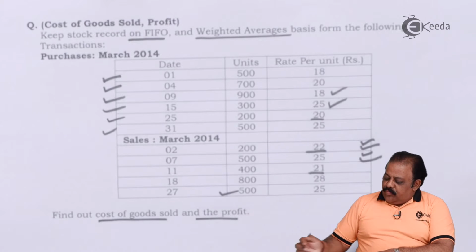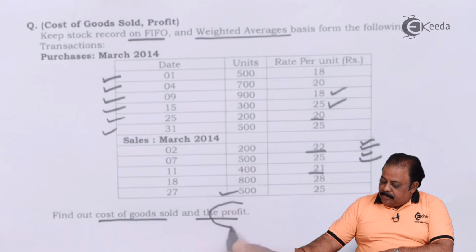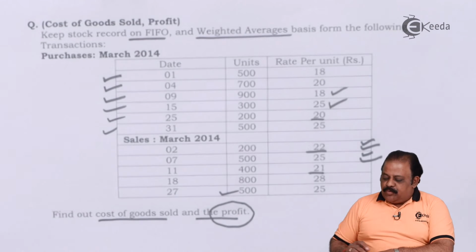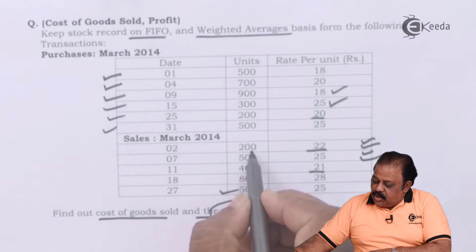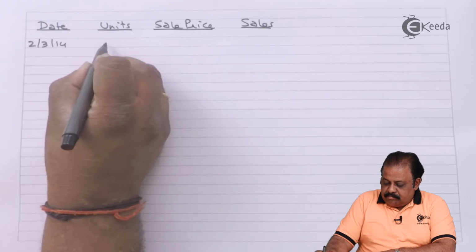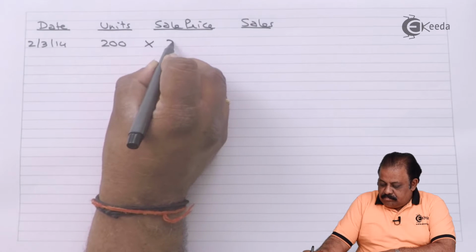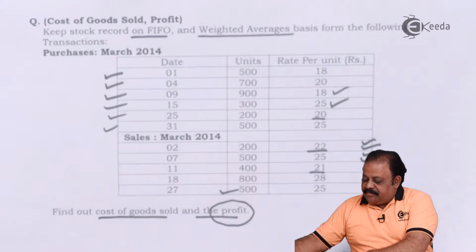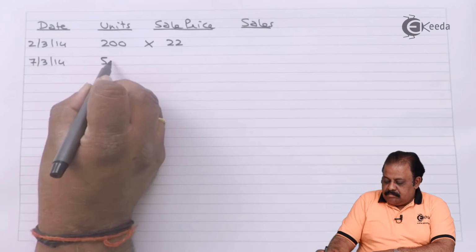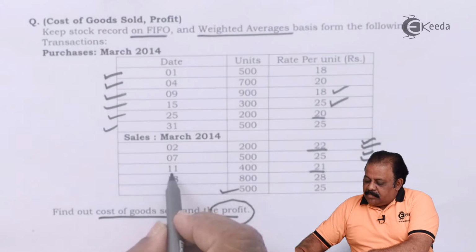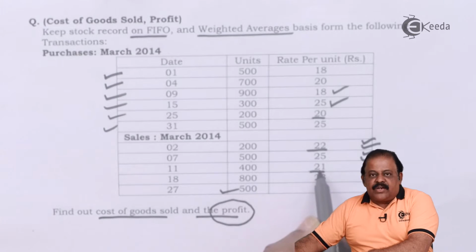As per FIFO, we are required to calculate profit. So let us find out the total sale value. On 2nd March, there is sale of 200 units at the rate of 22. On 7th March, 500 units at the rate of 25. On 11th March, 400 units at the rate of 21.